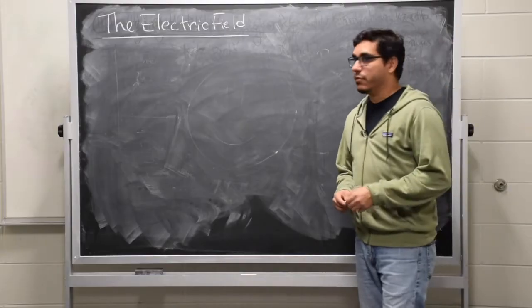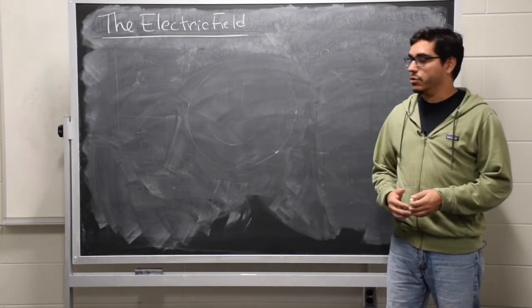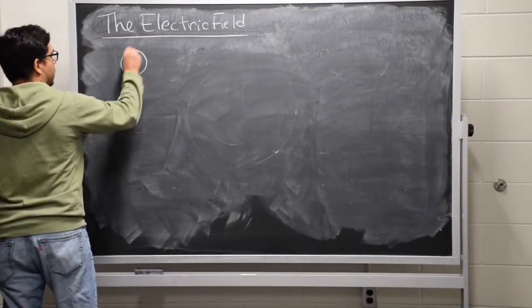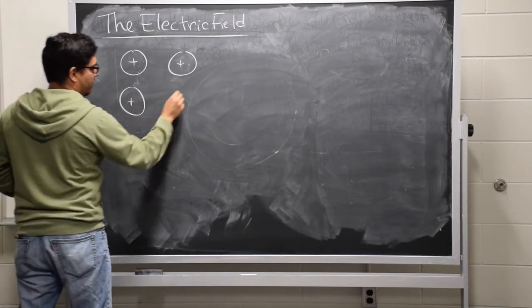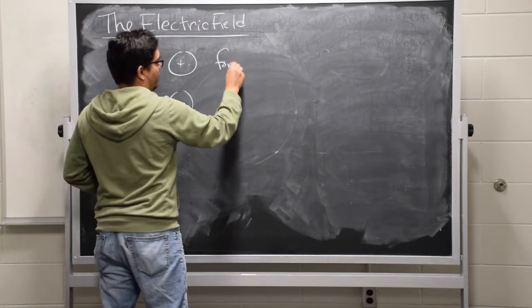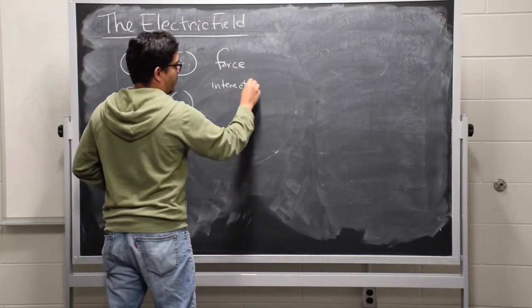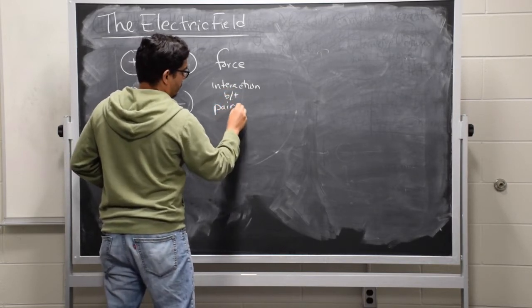All right, in the last few videos we've talked about charges and charging. In this video we're going to introduce the concept of the electric field, which is what charges actually produce. So you're probably familiar with the idea that if you have like charges, they tend to repel, and if you have unlike charges, they tend to attract. And that brings up this concept of force, which is really the interaction between pairs of charges in this case.